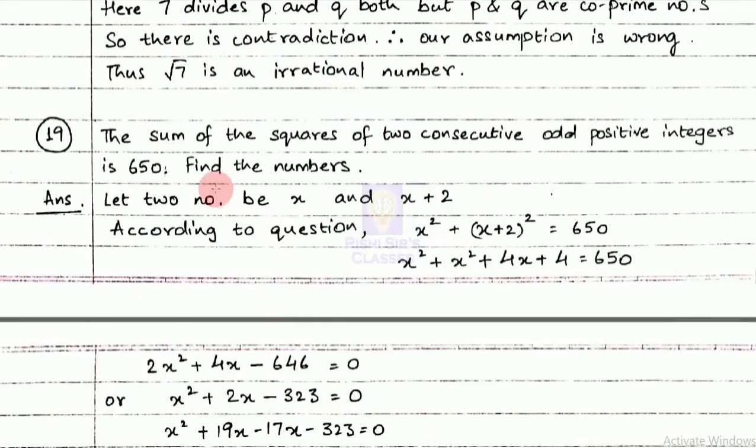19th question. The sum of the squares of two consecutive odd positive integers is 650. We need to find the numbers. So we can take the first number as x and the second number as x plus 2. We are taking x plus 2 because it is given as odd positive integers, so the difference between consecutive odd numbers should be 2. The condition is: x square plus (x plus 2) whole square will be equal to 650.